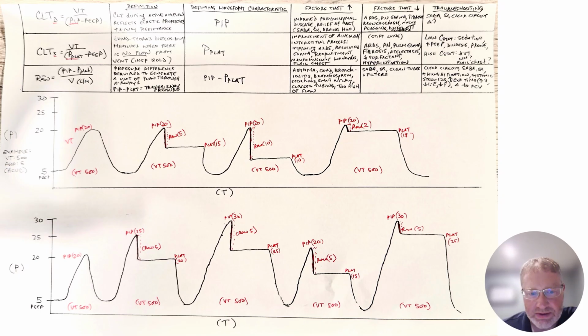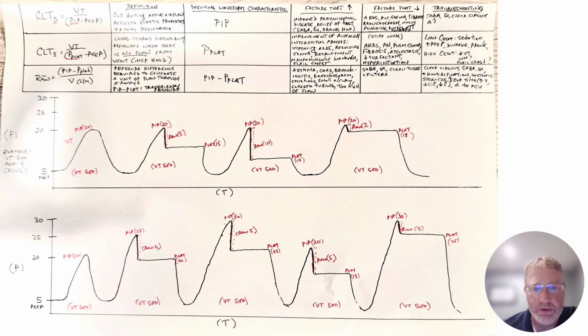So resistance is not 5. But you can use the difference between the PIP and the plat when you're trending resistance over time. So here we've got a Raw of 5, a PIP of 20, and a plat of 15. There's your baseline inspiratory hold.